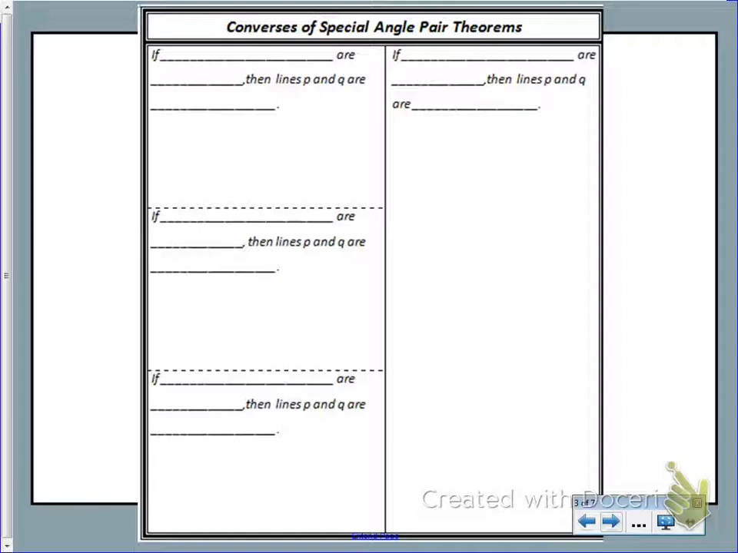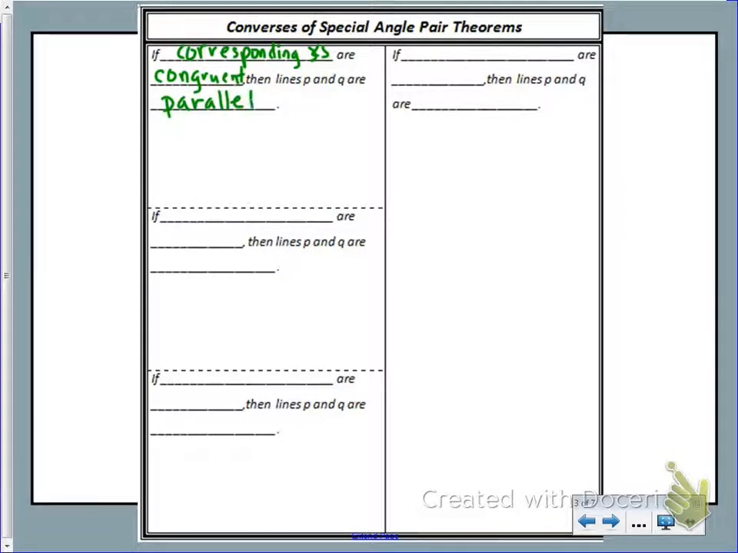So today we're actually going to be looking at the converse of the previous video. So all of the different if-then statements we learned, we're looking at the converse. And just remind yourself, converse statements are the reverse of the original if-then statement. So here's the first converse that we're going to be considering. If corresponding angles are congruent, then lines P and Q are parallel.